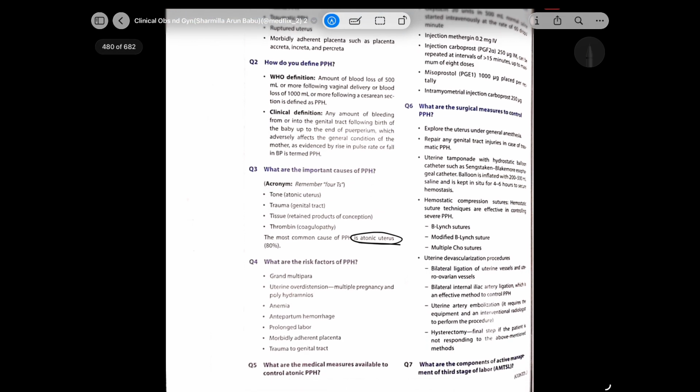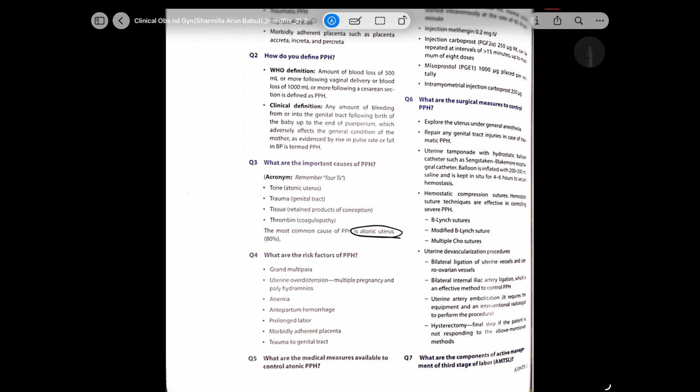What are the surgical measures to control PPH? Explore the uterus under general anesthesia. Repair any genital tract injuries in case of traumatic PPH. Uterine tamponade with a hydrostatic balloon catheter like a Sengstaken Blakemore esophageal catheter. This is there in surgery also. Balloon is inflated with 200 to 500 ml saline and is kept in situ for 4 to 6 hours to secure hemostasis.